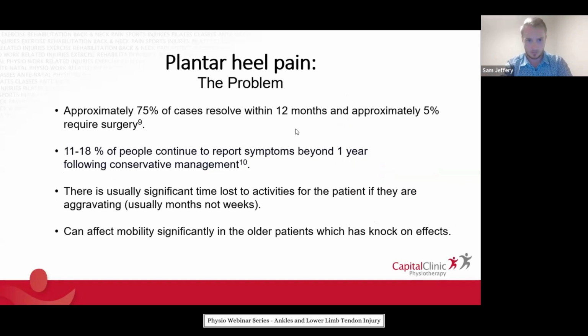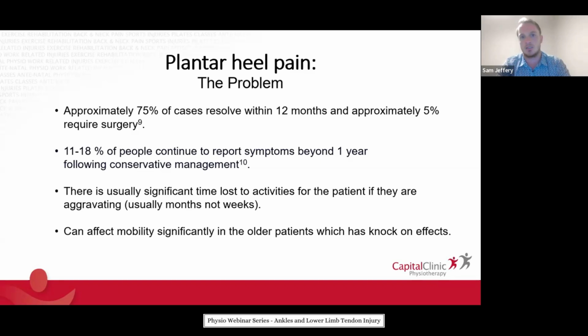So the problem: approximately 75% of cases resolve within 12 months and approximately 5% require surgery, which seems pretty good, you know, three quarters in 12 months, but 12 months is a long time. And that obviously means that more than that go beyond that. A different study found 11 to 18% of people continue to report symptoms beyond 1 year. So we're looking, I guess, at 11 to 25% beyond 1 year, which is a long time to have a condition that is as pain limiting as plantar heel pain can be. And there's usually significant time lost to activities as a result of this. So usually we're talking many months to a year or more, as opposed to something like weeks.